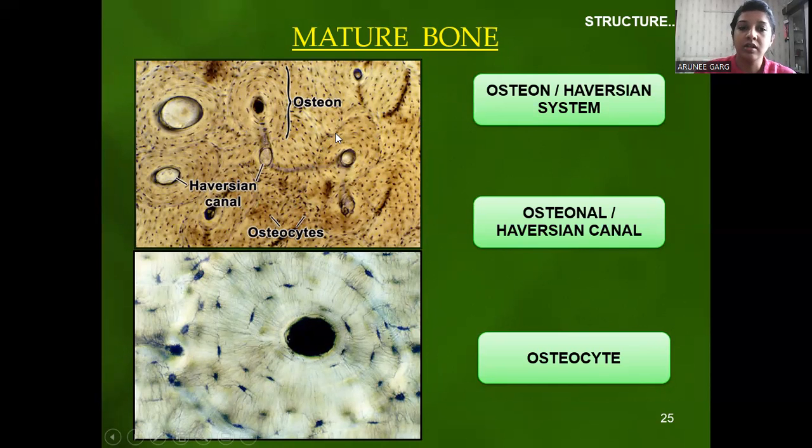The remnants of these concentric lamellae form the interstitial lamellae, which is the lamellae found between the two concentric lamellae. These are the osteocytes in their lacunae. They are nothing but the osteoblasts which were entrapped during the formation of bone.